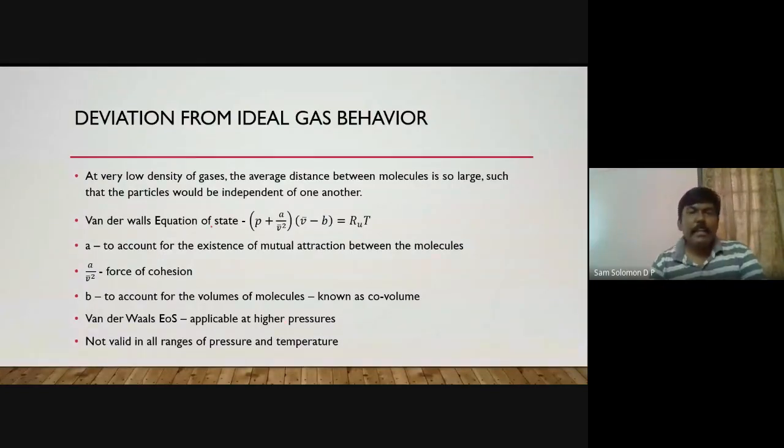Okay, now let's see what about this deviation from the ideal gas behavior. We have talked about the ideal gas equation of state, PV equal to mRT, or Pv equal to RT. It is not applicable everywhere. As I told you, this equation Pv equal to RT is applicable only for gases with low density.